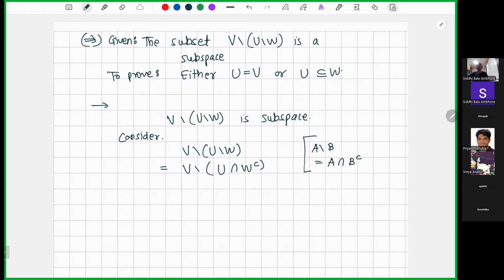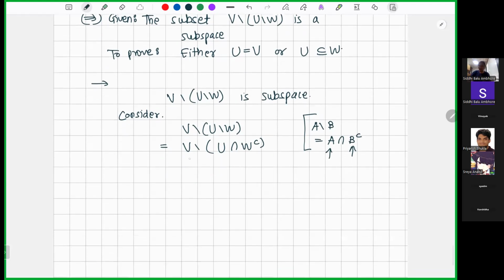So it is the collection of all those points in A which are not in B. So it is all those points in A which are not in B. And we want that both these conditions must be satisfied by those elements. So that's why intersection. Okay. But this is just the complement of this set, right?